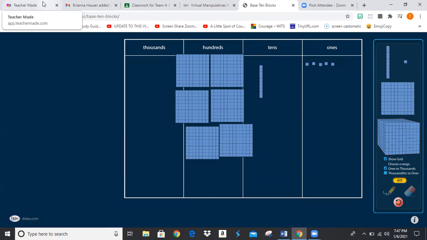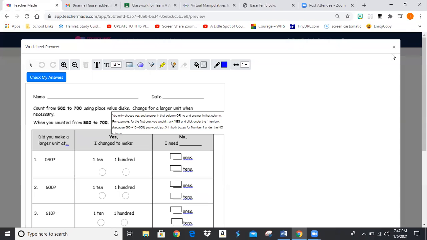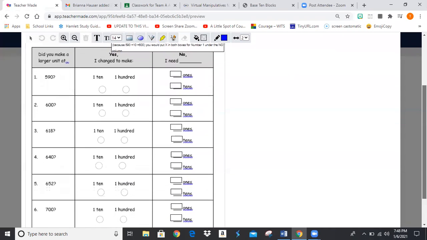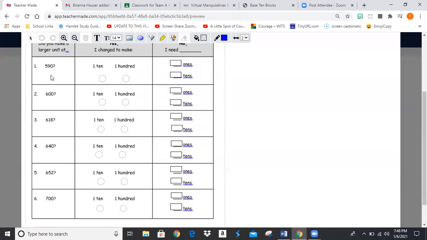So let's look at your homework. You will see this on your homework. I have a number that ends with 0, correct? So I made a what? 10. So you don't need anything here. So what you'll do is you'll put X's if you don't need anything. If you click yes, then you need to make sure you put X's over here.